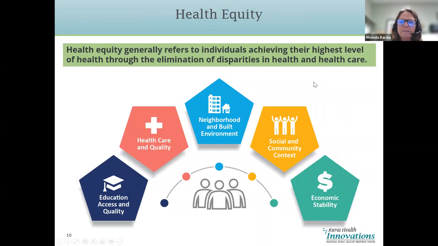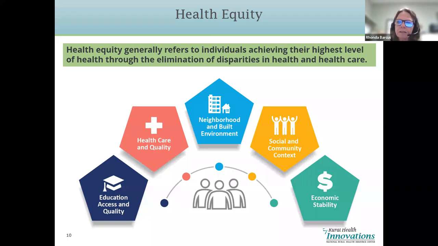So here is just a visual of health equity. It usually refers to, again, individuals achieving their highest level of health by eliminating disparities that impact health and healthcare. And so you can see the different components that impact health equity: education access and quality, healthcare access and quality, neighborhood and built environment, social and community context, economic stability. So all of these pieces factor into health equity.